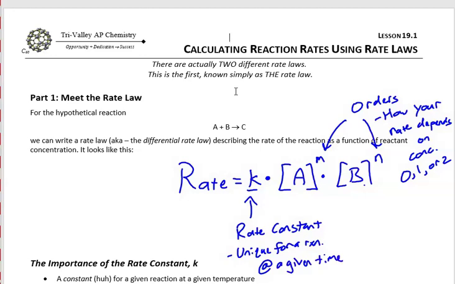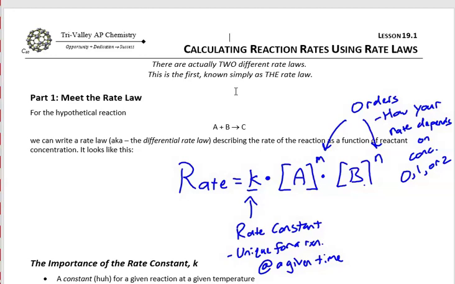So a different reaction has a different value of K. As we'll see, it also depends on temperature too. The hotter your reaction is run at, the larger the K value. Okay, so this is the generic equation for the rate law of a reaction. Your rate depends on the concentrations of your reactants and your rate constant K.